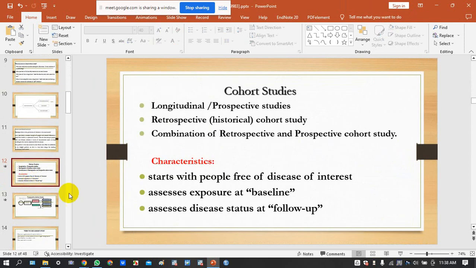Okay, so let's look at the characteristics of a cohort study. When we say longitudinal study, retrospective study, they all fall under cohort study. A cohort means a group of people on whom an experiment is going to be conducted. They are just a cohort, but we use the terms to explain whether it's longitudinal or prospective. It's still a cohort. A cohort is just a group of people you are going to do an experiment on.